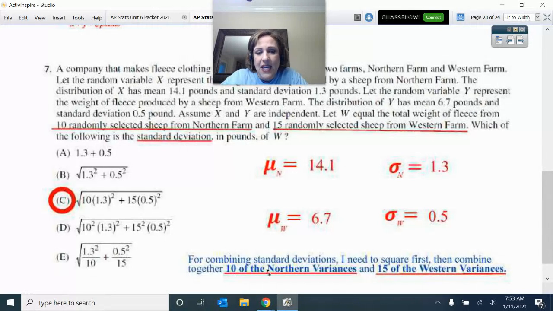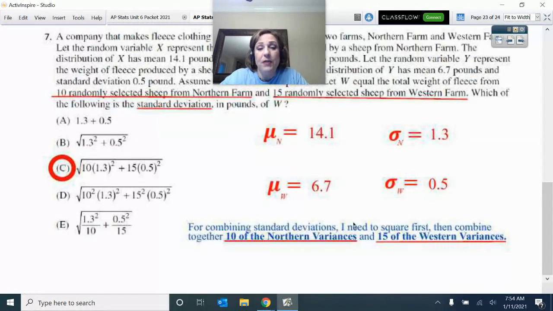So I want 10 of those northern variances. I'm combining 10 of those. This is not a transformation where I'm doing 10 times 1.3 first. No, I want 10 of the 1.3 squared plus 15 of the 0.5 squared. So this was combining 10 of the northern ones with 15 of the western ones, not a transforming, combining those many variances. So that's why it was C.